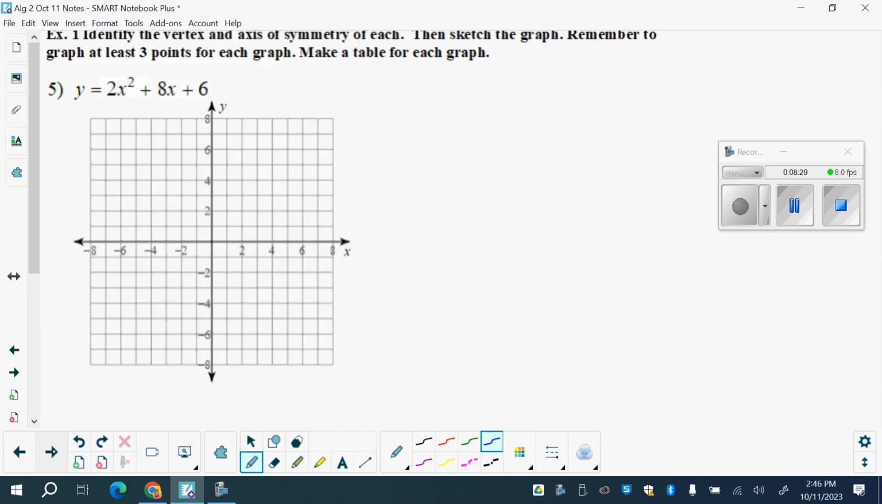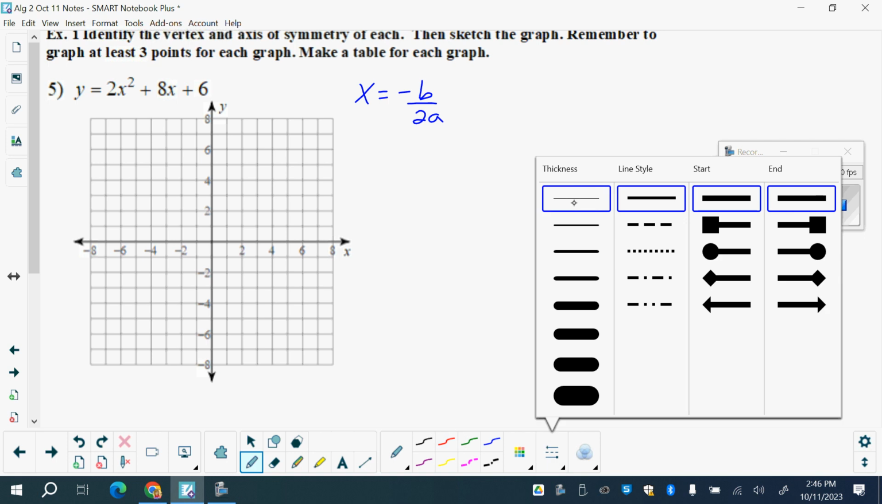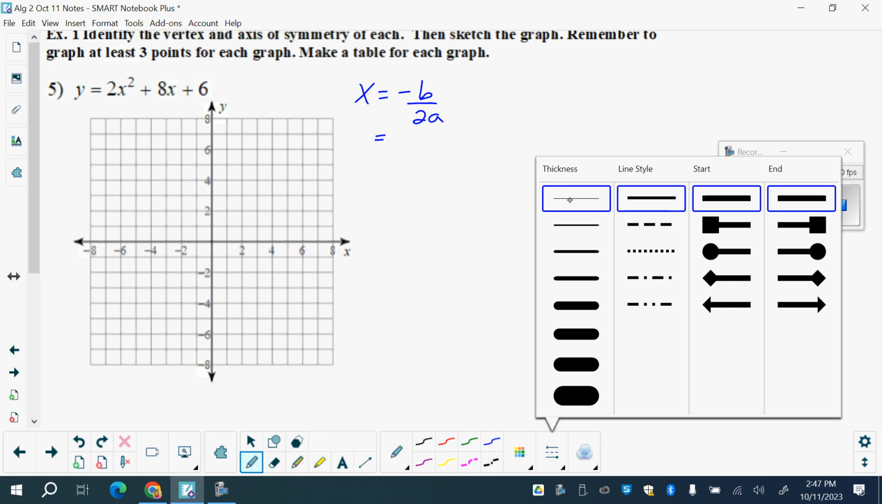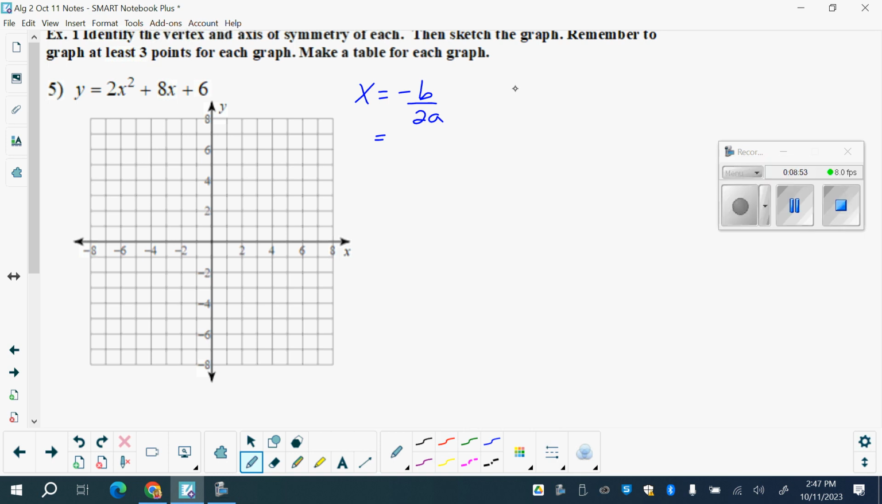Okay, on to the next example. So now we're going to draw a graph for y equals 2x squared plus 8x plus 6. We start with our formula, negative b over 2a. So the b would be what? 8. And a would be 2. So a is 2, b is 8. Questions on how we got that? A is 2 and b is 8.